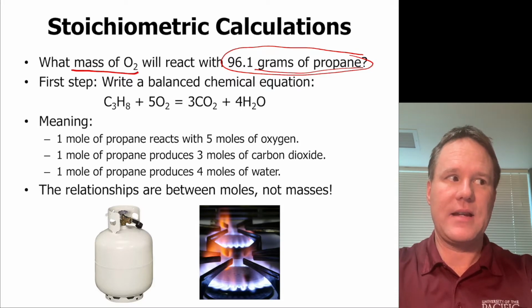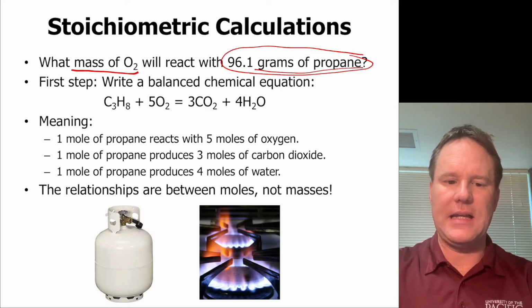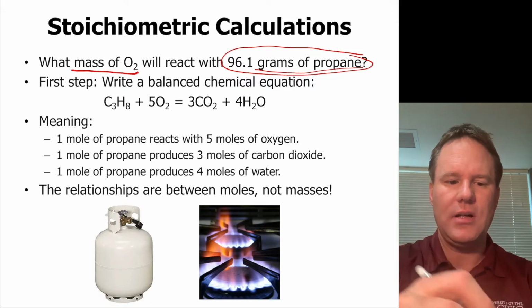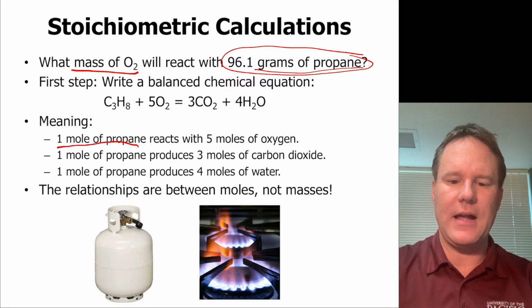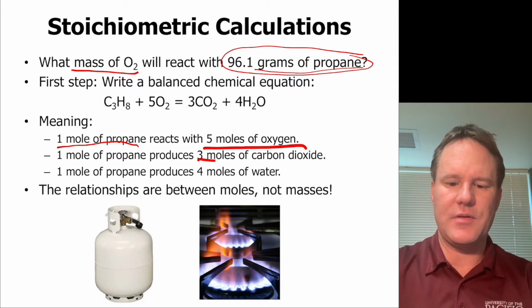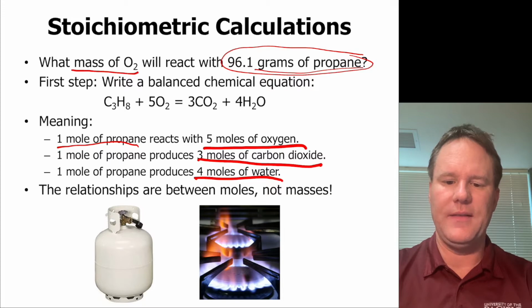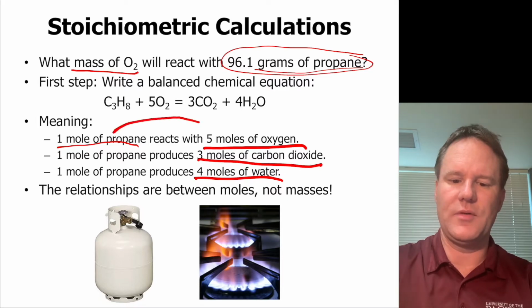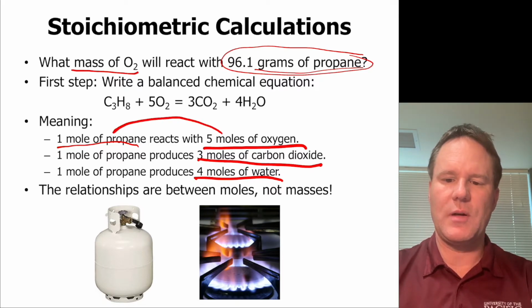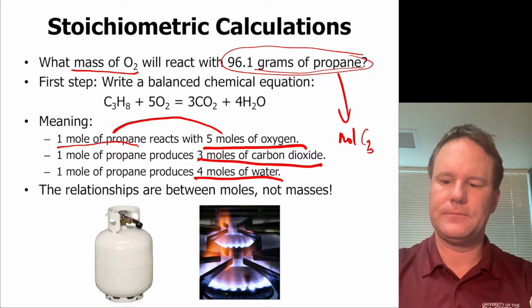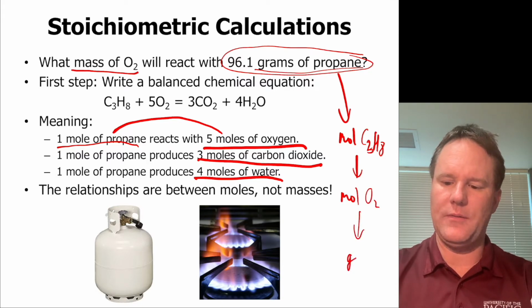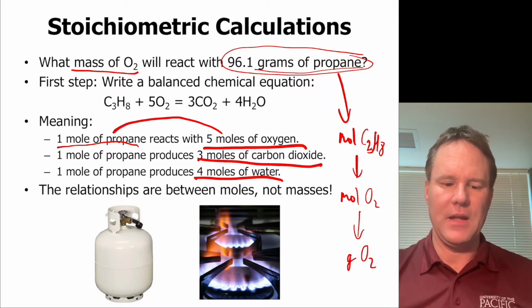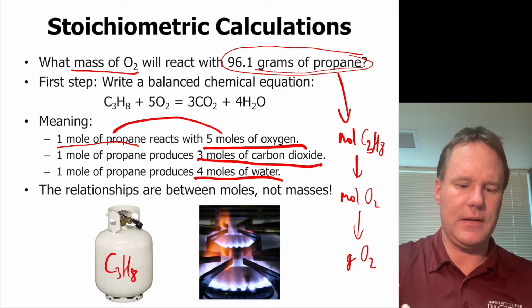And from a balanced chemical equation, I can take the following information. I know that 1 mole of propane reacts with 5 moles of oxygen and produces 3 moles of CO2 and 4 moles of water. So from the balanced equation, I can get information between the moles of the propane and then the moles of oxygen. So what would I do? I will convert this to moles of the propane. Right? I will convert this to the moles of the O2, and I will convert that to the grams of the O2. Okay, this is, by the way, a propane tank here.